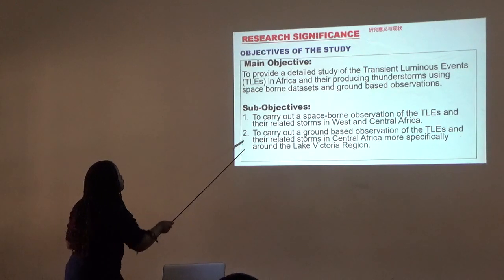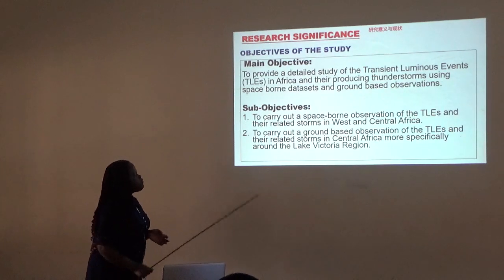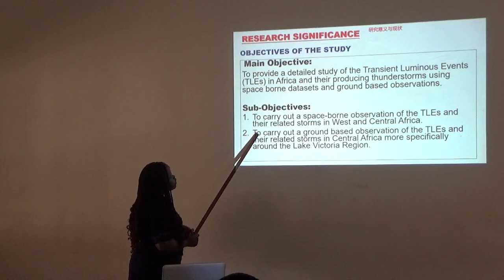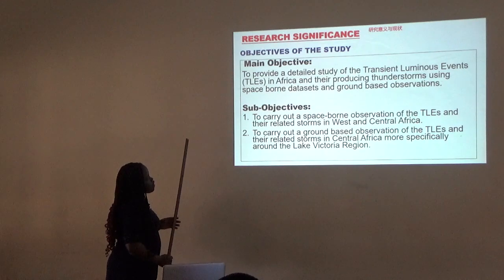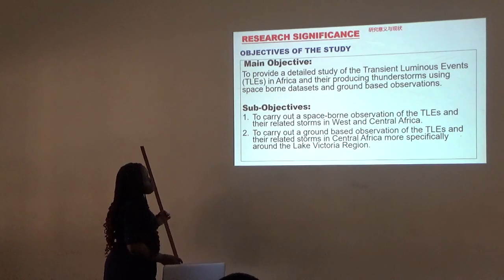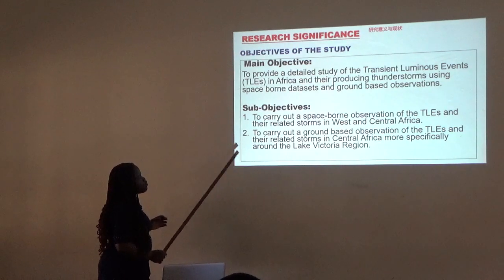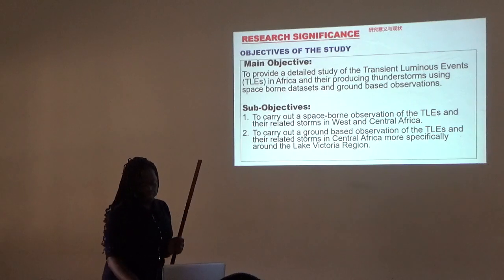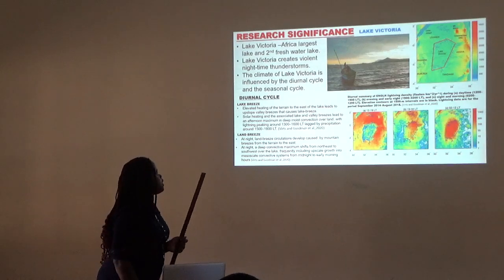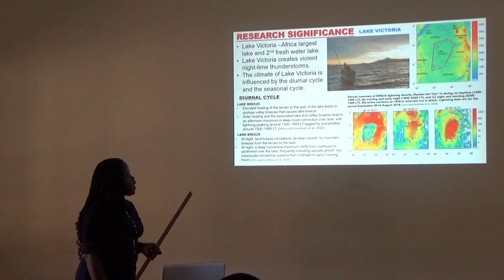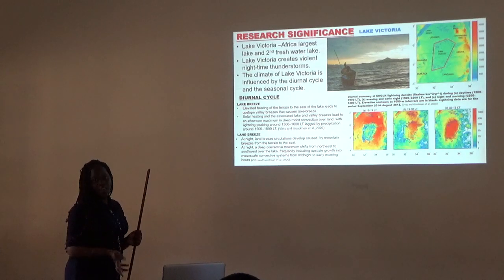And these are the two sub-objectives. The first one is to carry out a space-based observation of the transient luminous events and their related storms in Western and Central Africa. And the second one is to carry out a ground-based observation over the Lake Victoria region. Yeah, so this is mainly about Lake Victoria. I think everyone knows Lake Victoria because we share a part of it in Uganda.